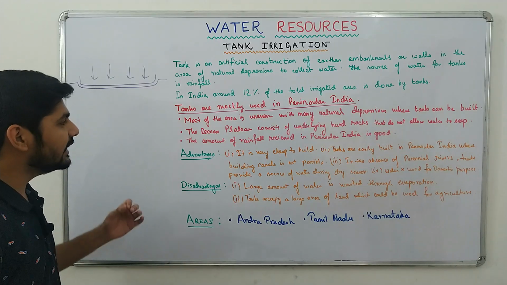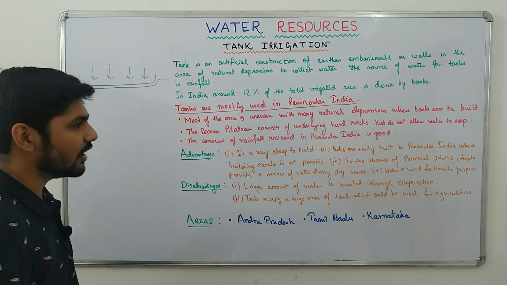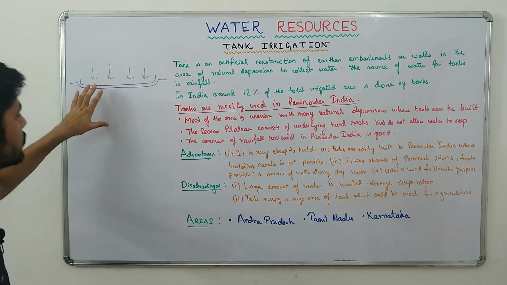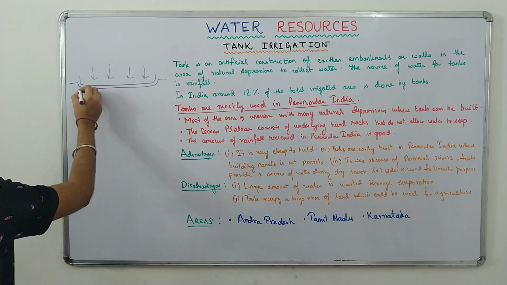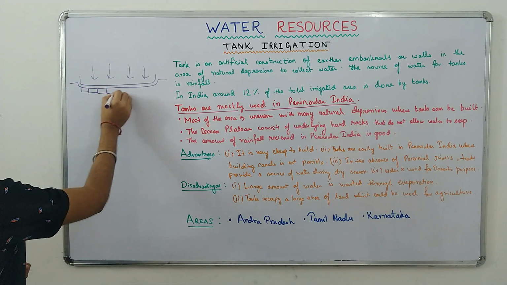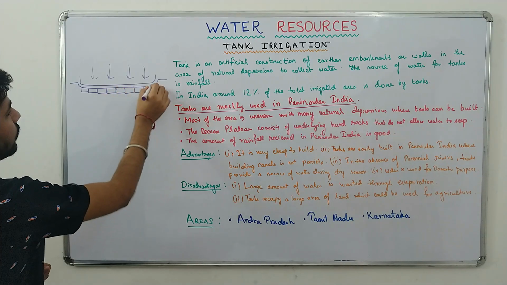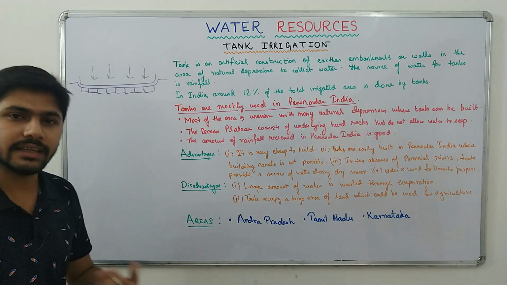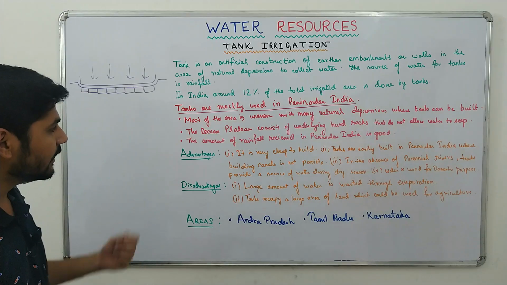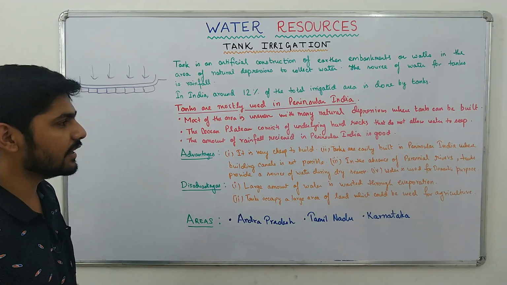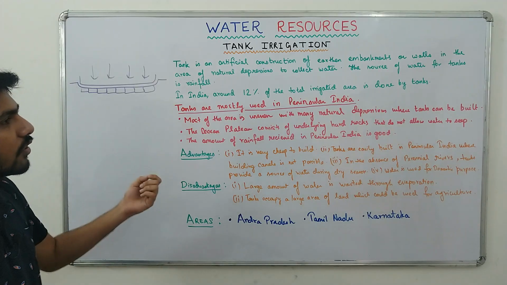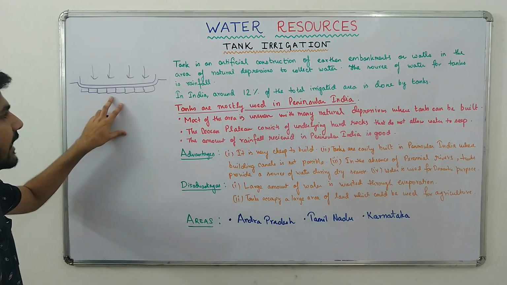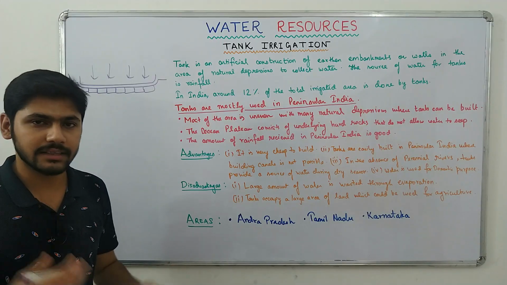The second one, the Deccan Plateau consists of underlying hard rocks that do not allow water to seep. Now, water is stored in this tank. The surface below it contains hard rocks that do not allow water to seep. So, water will be stored over there, water will not go inside the ground. Okay? Then, the amount of rainfall received in peninsular India is good. As I told you, the source of water for tanks is rainfall. So, if the amount of rainfall is good, then tanks will carry a good amount of water, as simple as that.